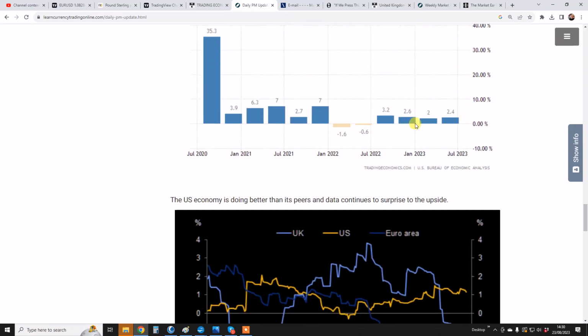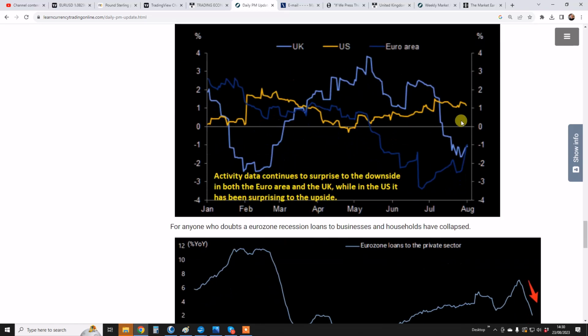What about on the other side, the USD or the US economy? Okay, it's not doing brilliant, but it's doing 2.4%. That's a lot better, obviously, than the UK and Eurozone, which have got a really weak economy. You can see going forward, this is activity data, how much it surprises to the upside or downside. Euro data, UK data surprising the downside, US data to the upside, okay?